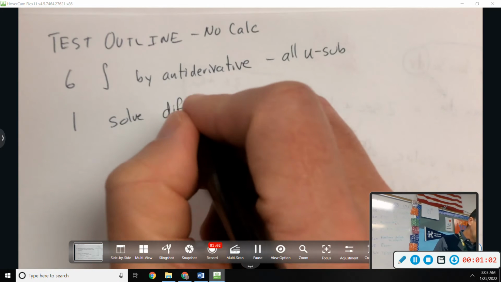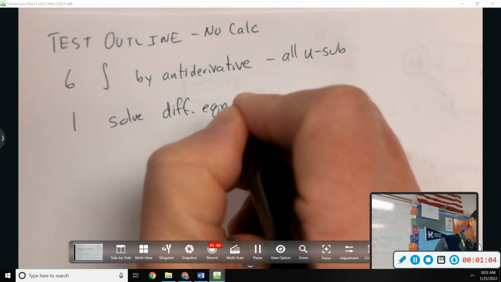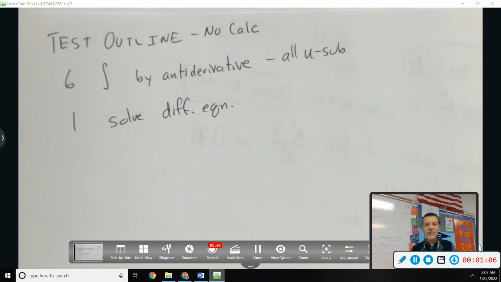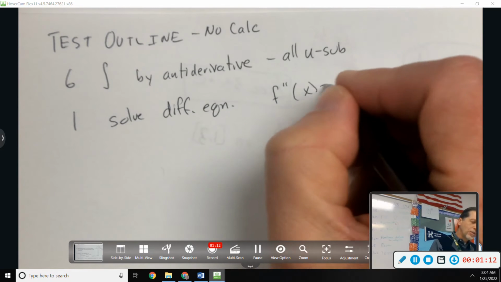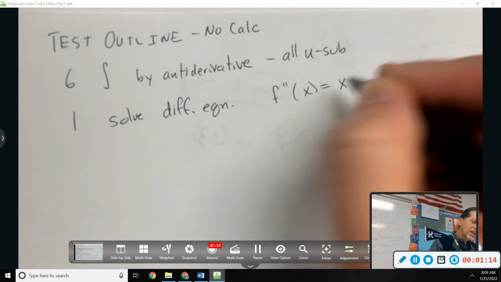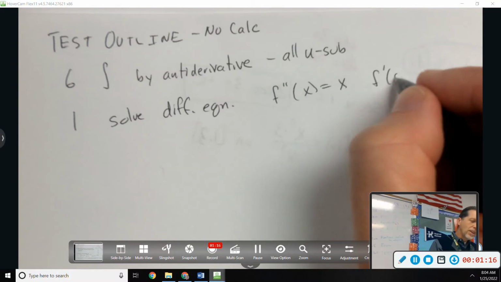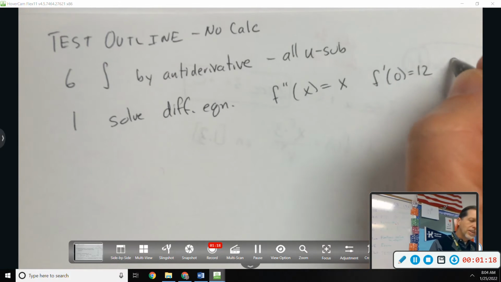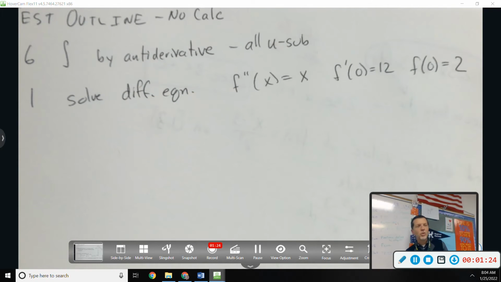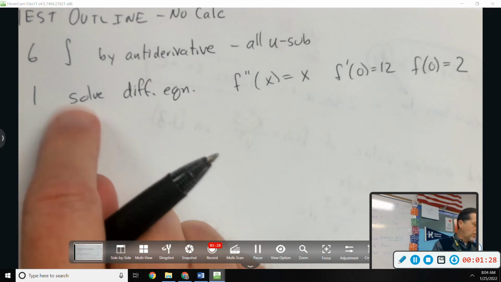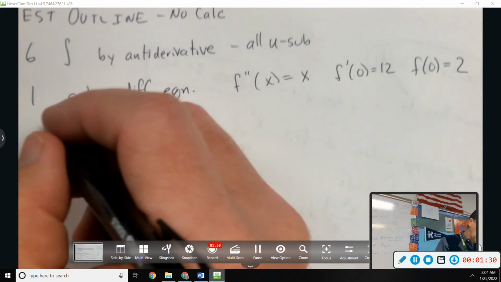1, solve a differential equation. It's nearly identical to the one from the last test, where it tells you the second derivative is equal to whatever, and the first derivative at 0 is 12, and the original function at 0 is 2, or whatever. I don't know. That might give you an ugly answer. But most of you did fine on that one on the first test, so seeing it again shouldn't be a problem.